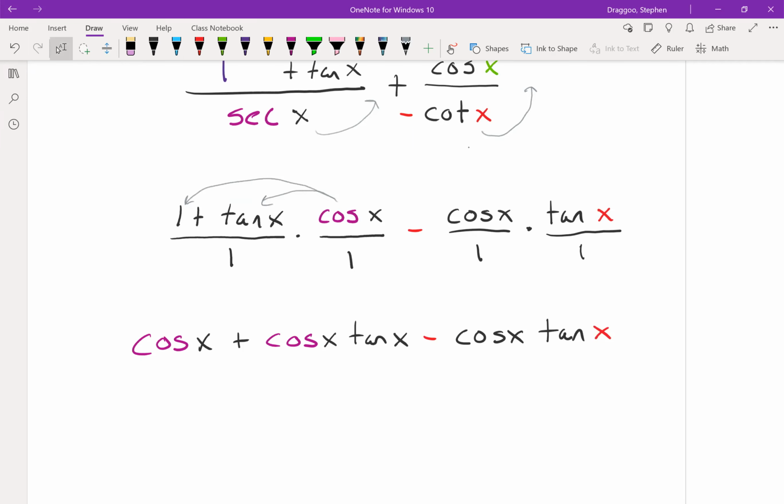But then I can see I have a plus cosine x tangent x minus cosine x tangent x. So that adds up to 0. So the only thing that survives is cosine x. Again, sort of plus 0 over here. And that's what we were trying to show. So this thing was equal to cosine x.